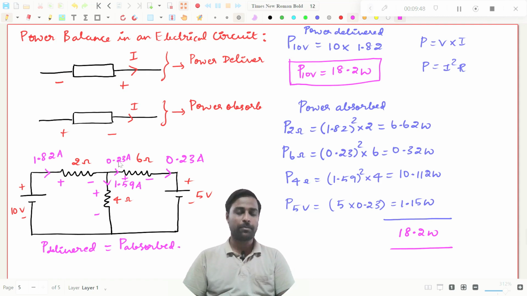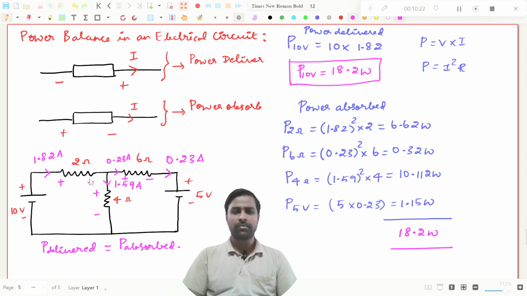Now you see, power delivered in an electrical network will be equal to power absorbed in an electrical network. That you have to understand. This is very important. Power balance is very important. Whatever the power you are giving to the electrical network, that should be absorbed by the elements, right? So if you get these two values correctly, then whatever the values we have found, that means this 1.82, this 0.23 or 1.59, all the values are correct. This is also one of the shortcut methods to find whether your answers are right or wrong. Right? So this is also very important.